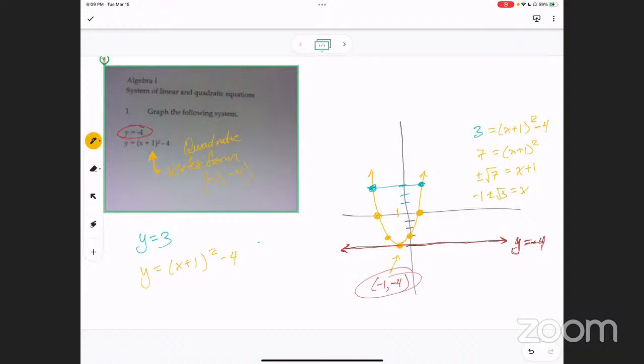So this point right here is -1 plus the square root of 7, comma 3. And this point over here is -1 minus the square root of 7, comma 3. Because this is the vertex, it's at -1. This distance right here is the square root of 7 to the right, and this distance is the square root of 7 to the left. So you either add it to -1 or you subtract it.